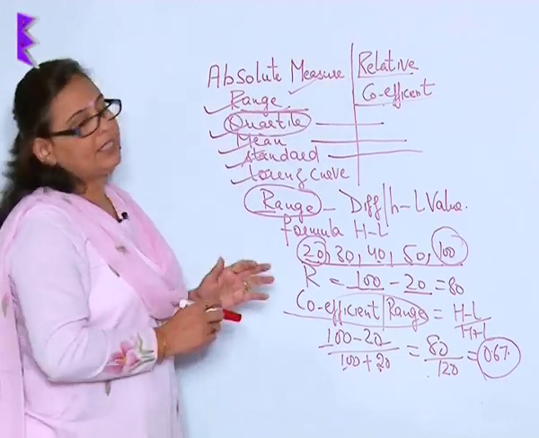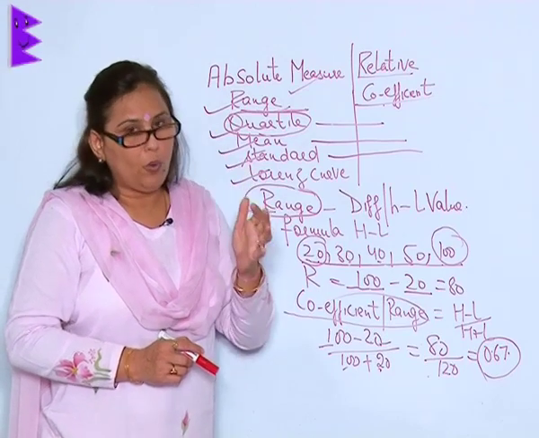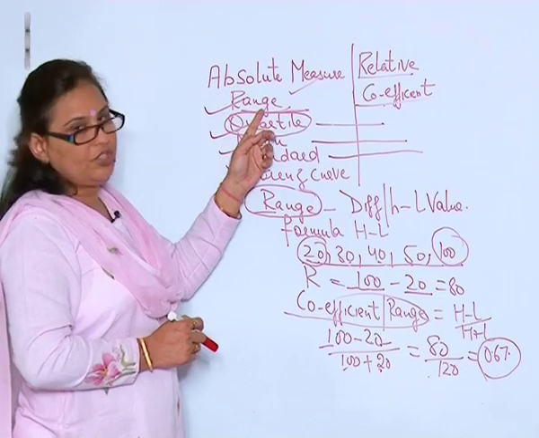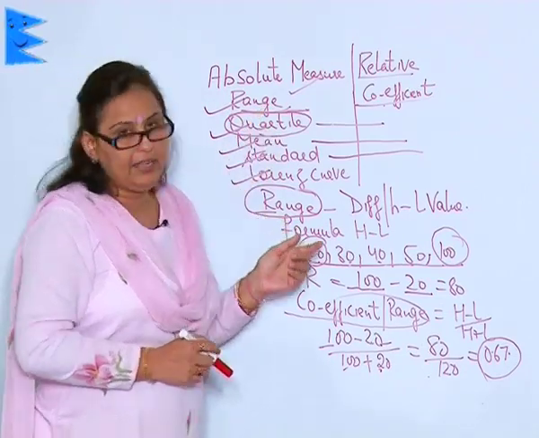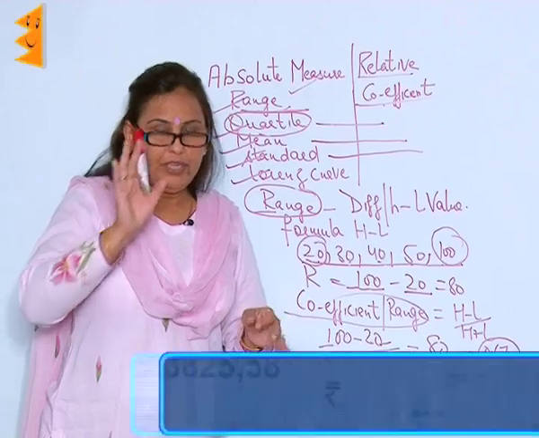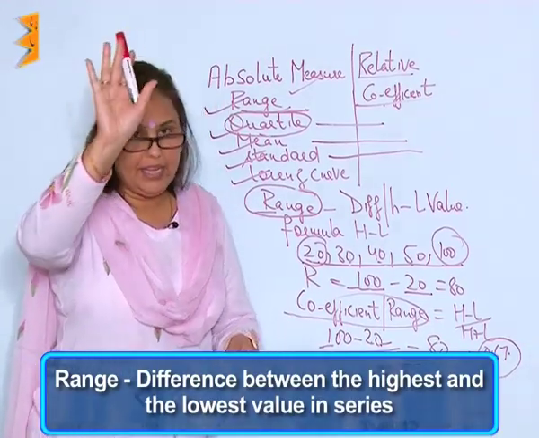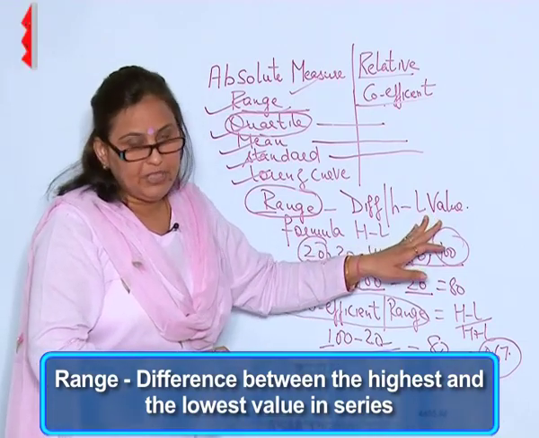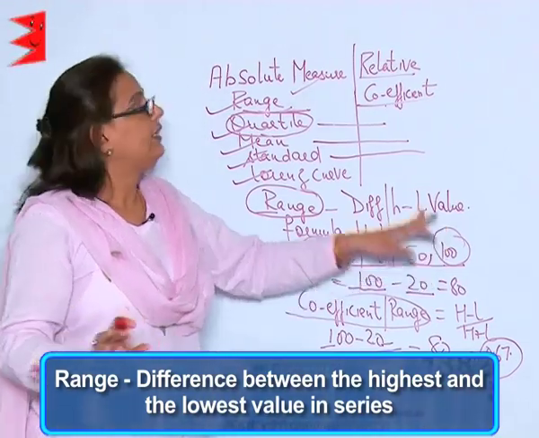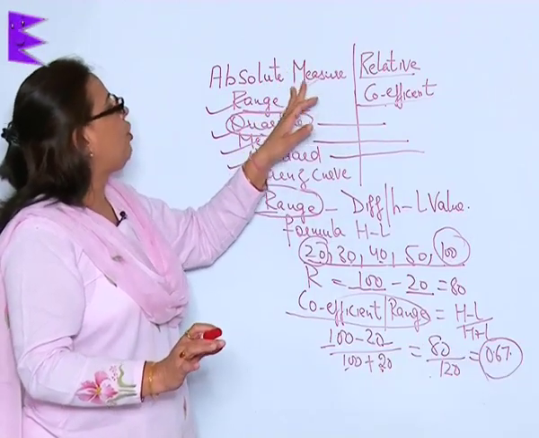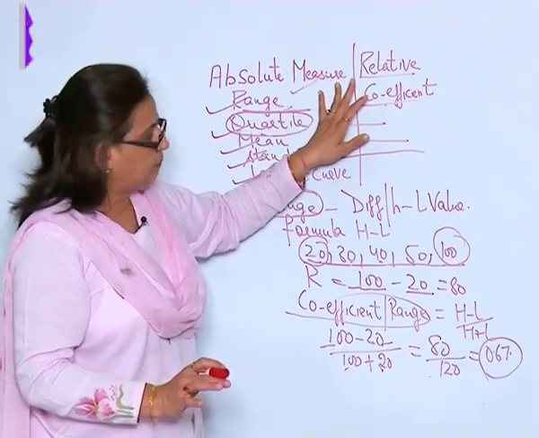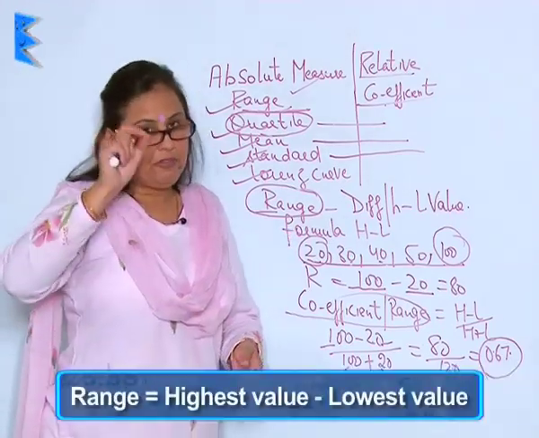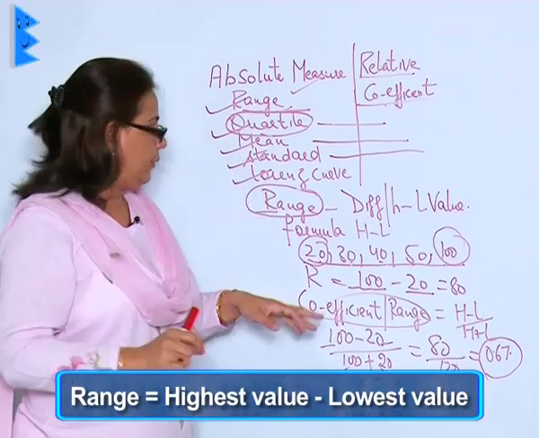So the first method that we must know in measuring the measures of dispersion is the range. Range is in fact the difference between the highest value and the lowest value in a series. That gives us the range, which is the simple range, the absolute measure. Now the formula will be, as I said, highest value minus lowest value.